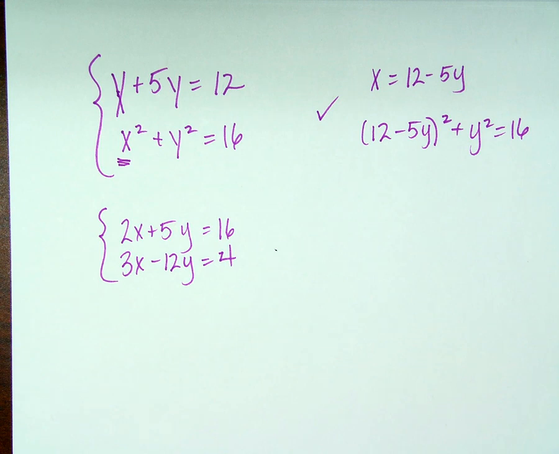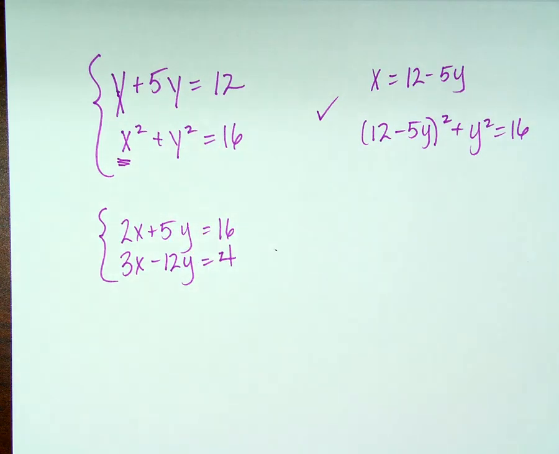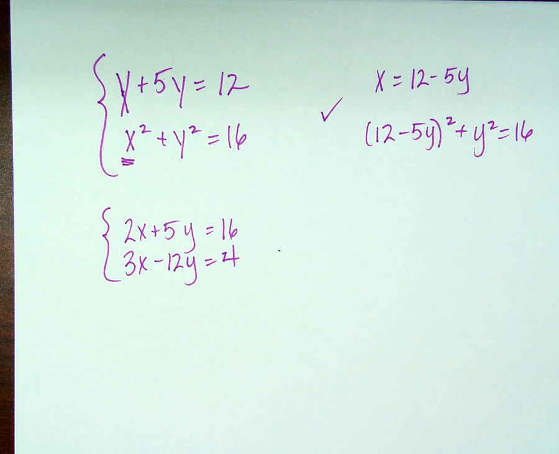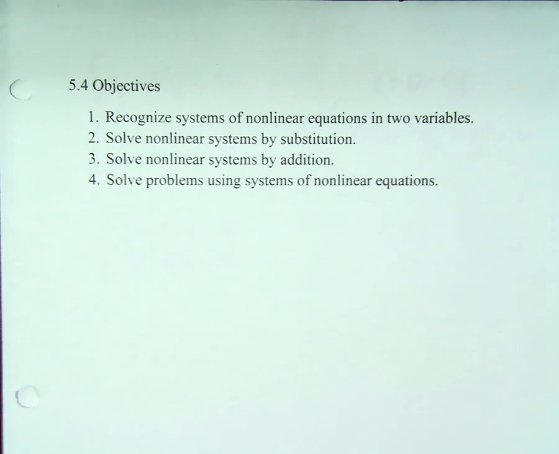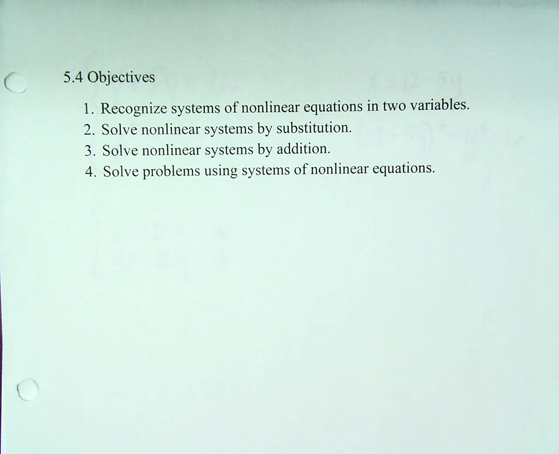Nonlinear systems by addition. If we were doing this one by addition, what would we do? That would be a difficult one, wouldn't it? Because there's not any x terms in the second one, and there's not any x squared terms in the first one. So that would be near impossible to do with addition. We would have to do it by substitution. Okay? Do I need to do any of those for you, or you're confident in those? Confident? Excellent. Okay? And then what does the last thing mean? Solve problems using systems of nonlinear equations? Word problems. Yeah. Got it?